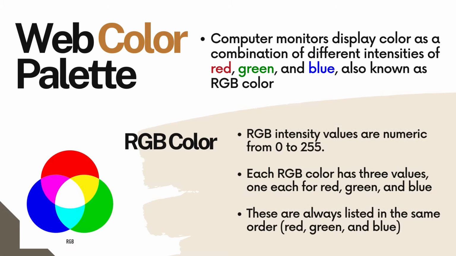Computer monitors display color as a combination of different intensities of red, green, and blue, also known as RGB color. RGB intensity values are numeric from 0 to 255. Each RGB color has 3 values, one each for red, green, and blue. These are always listed in the same order, red, green, and blue, and specify the numerical value of each color.